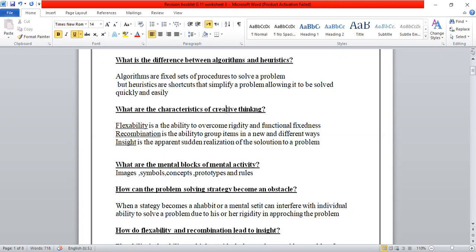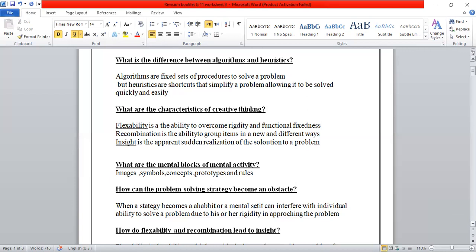Recombination is the ability to group items in new and different ways. Insight is the apparent sudden realization of the solution to a problem. So this is an insight. If you're going to think creatively, you need to start with flexibility, then recombination, the ability to group similar things together in different ways, in order to get to the insight and find the solution of a problem.